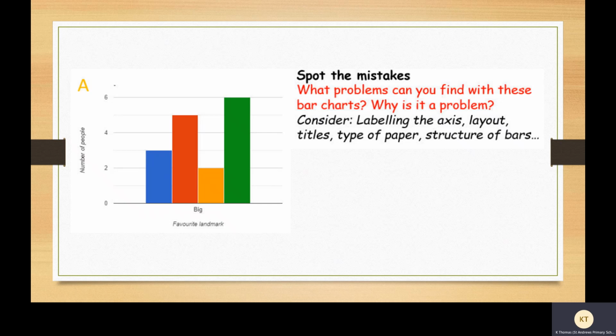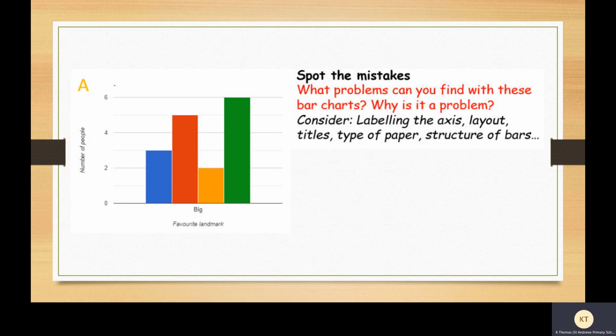Today's task asks you to spot the mistakes on bar chart A and bar chart B. Now we'll look at them in turn. So firstly, I've got bar chart A on the slide. There are a few things for you to consider which might help you. Firstly, the questions are in red. What problems can you find with these bar charts? Why is it a problem?